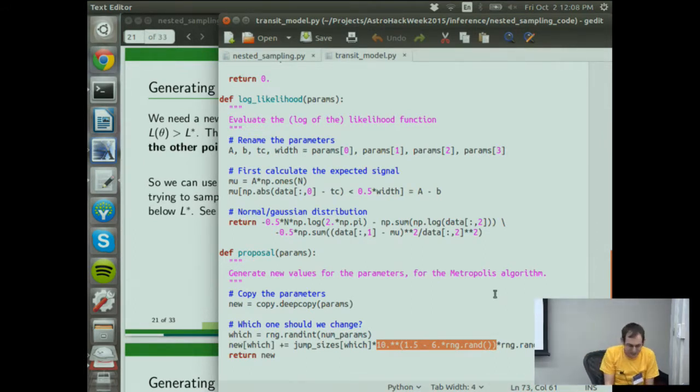So I'm sometimes taking steps that are really big, roughly the order of magnitude of the prior, because at the beginning I'm sampling distributions that look like the prior. I want to take big steps. And later on I want to take steps that are really small, and I'm just hoping that 10 to the minus 6 times the prior width is not still too big.